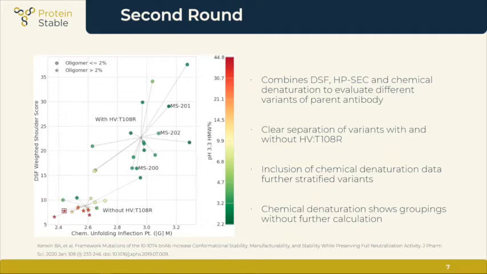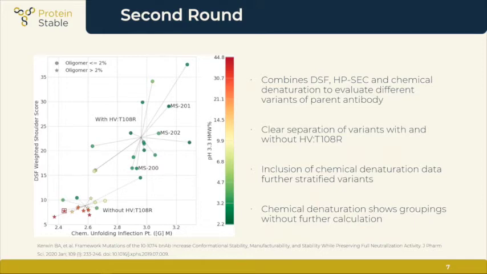And this is the main takeaway that's gained from this data. We have two distinct populations, two groupings of antibody variants. And when the authors looked into what variants were behind these antibodies, they were able to see that one of these populations had a particular variant, whereas the other population didn't have this variant, this being the HVT108R variant. And so from this data, including chemical denaturation, along with the thermal and the size exclusion data, they were able to identify this crucial variant that helped increase the stability of the antibody.